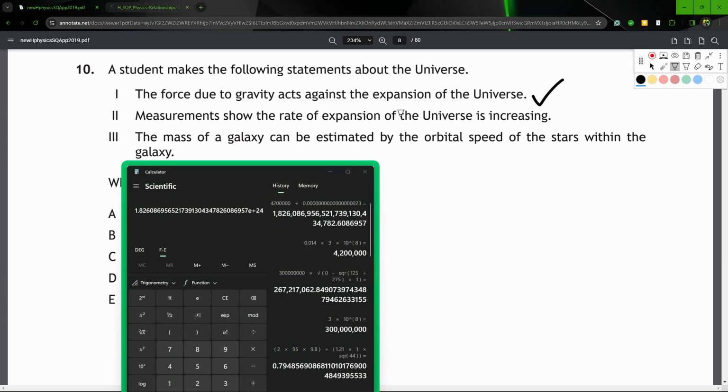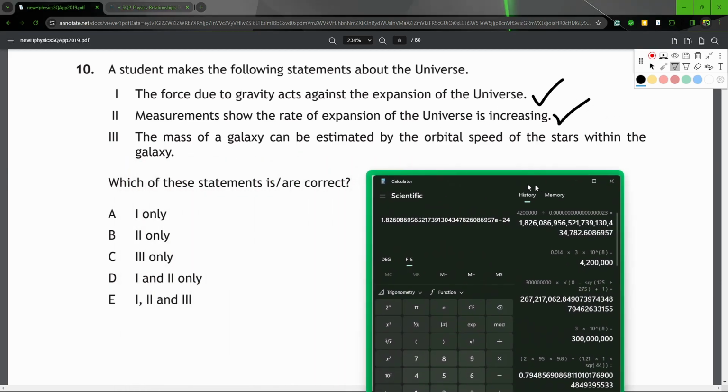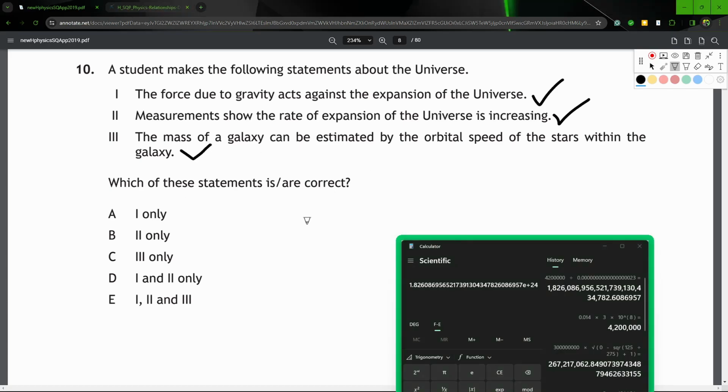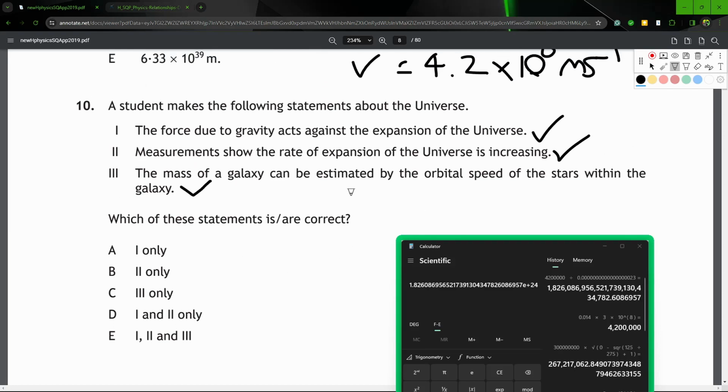Measurements show the rate of expansion of the universe is increasing. That's also correct. We've been shown that it's increasing exponentially. The mass of the galaxy can be estimated by the orbital speeds of stars in the galaxy. Yep, that's how they found dark matter. Galaxies are spinning so fast that the gravity of visible matter couldn't contain it, so they had to find dark matter, right?